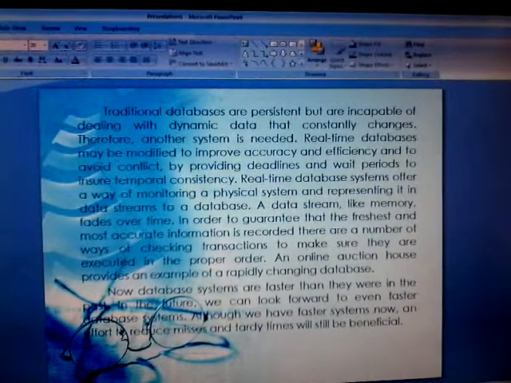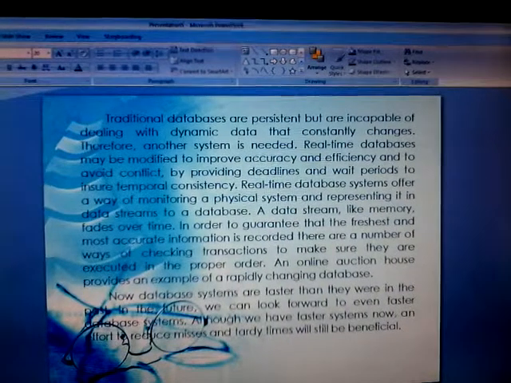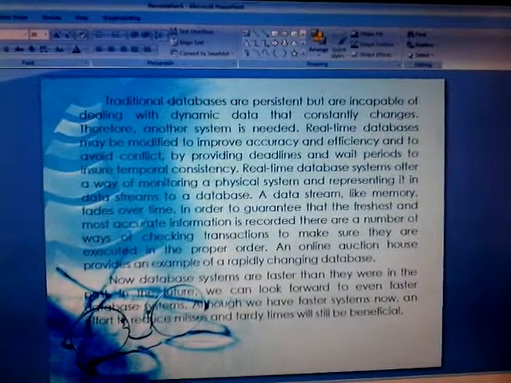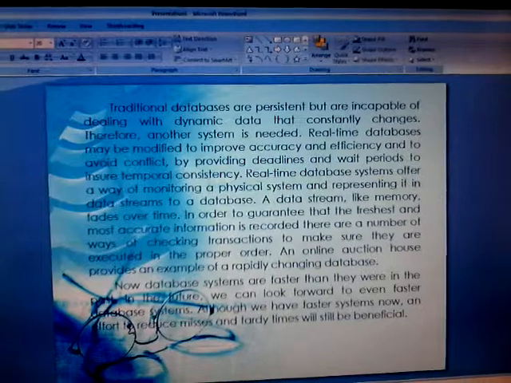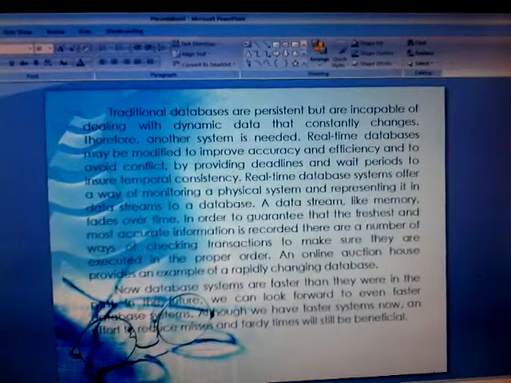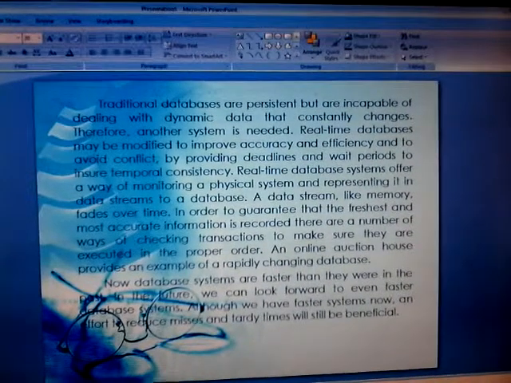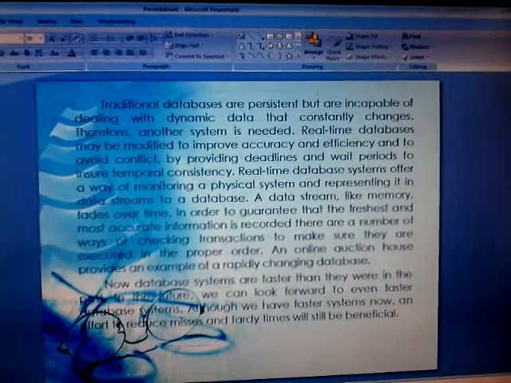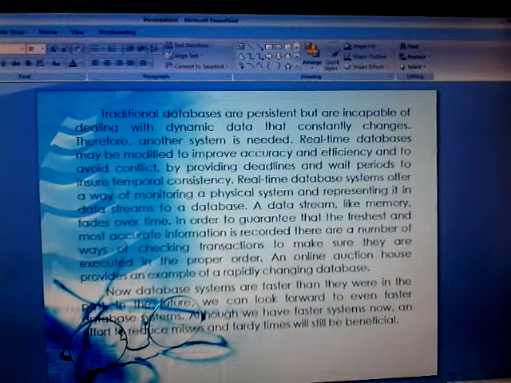Real-time database systems offer a way of monitoring a physical system and representing it in data streams to a database. A data stream, like memory, fades over time. In order to guarantee that the freshest and most accurate information is recorded, there are a number of ways of checking transactions to make sure they are executed in the proper order. An online auction house provides an example of a rapidly changing database.